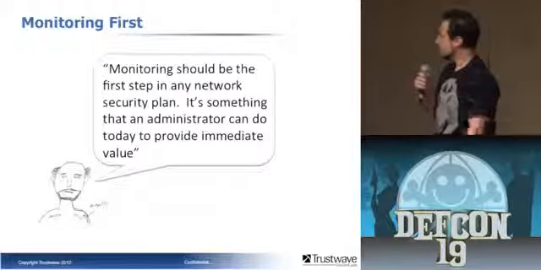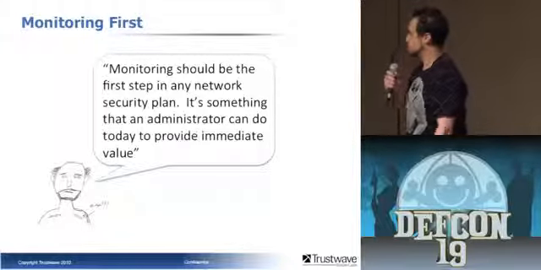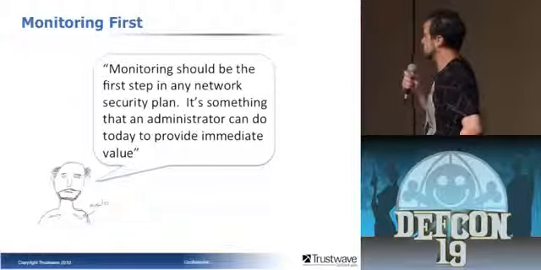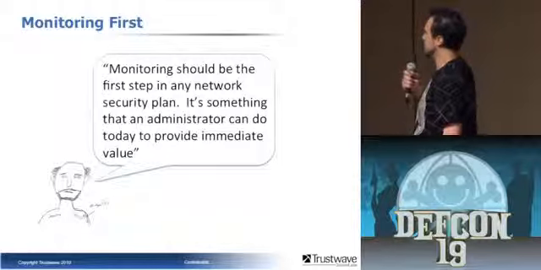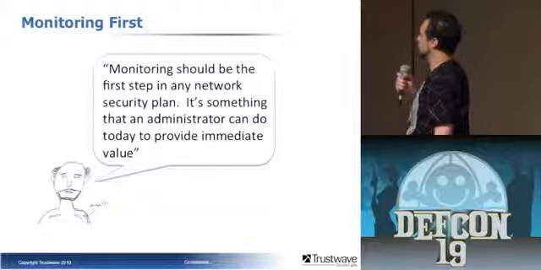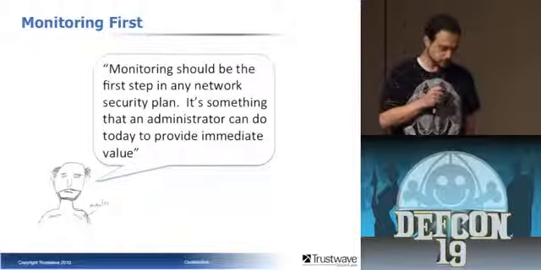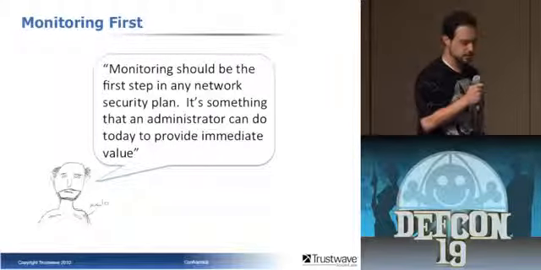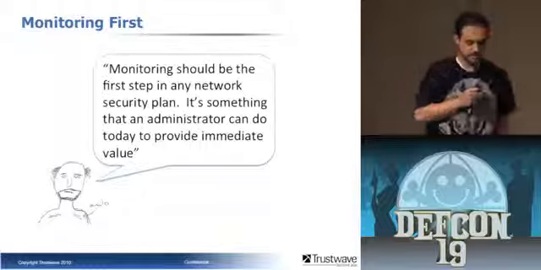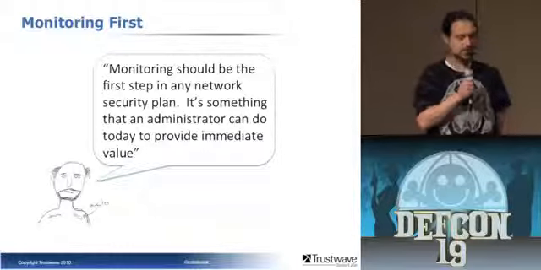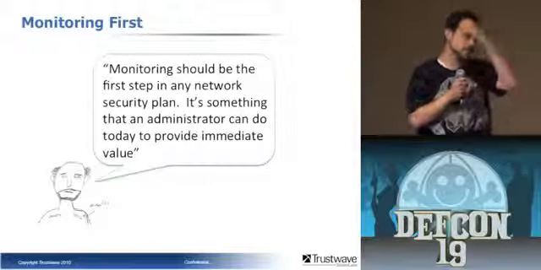But basically, what Bruce Schneier said in Cryptogram, actually 2001, about 10 years ago: monitoring should be the first step in a network security plan, something an administrator can do today to provide immediate value. So that makes me feel a little more legitimate in this talk. But basically that's the concept, right? If you know what the hell's going on, you can do something about it.